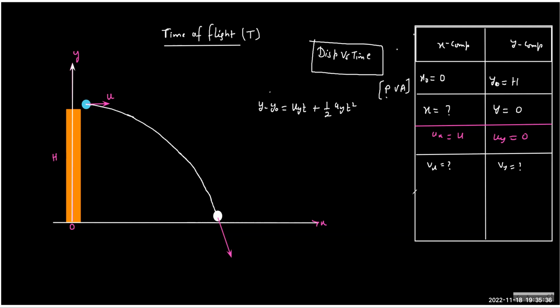What is next? Acceleration. Since this chapter is all about constant acceleration, there is nothing like an initial acceleration or final acceleration. We have just acceleration. Yes or no? Yes, sir. So what is Ax here? 0. And what is Ay here? Minus g.